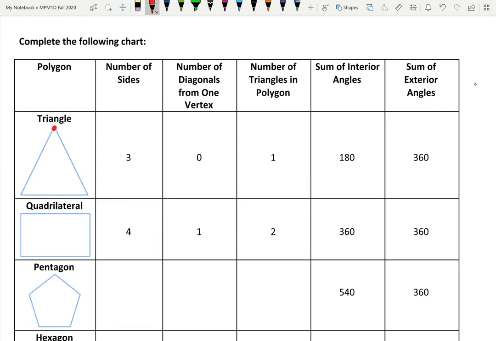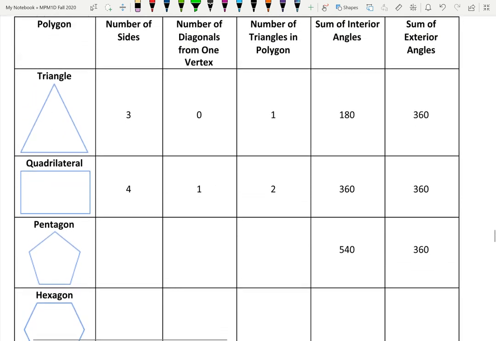So let's say we start here. Well, to get to one of these other vertexes, we'd actually just have to follow the line segment that's already there. So we can't create another line. So there are no diagonals from one vertex to the other. The number of triangles in the polygon. Well, there's one. Here it is. And the sum of the interior angles is 180. Sum of exterior angles is 360.